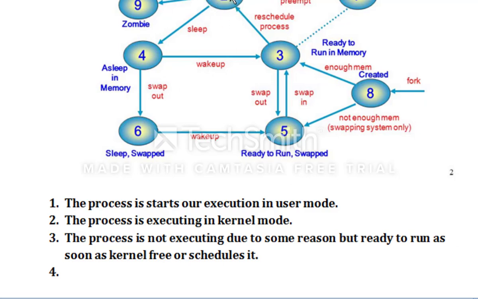Now the step 4, the process is sleeping. Now you can see here, at the time of execution of the process in step 2, that is the kernel running mode, the process may require some input output operations, or some interrupt, meaning some hardware. In any case, if it requires something and because of this requirement the process does not terminate successfully, it may go into sleep mode. So from step 2 it moves to step 4. So the process is sleeping and resides in main memory in that case, right?